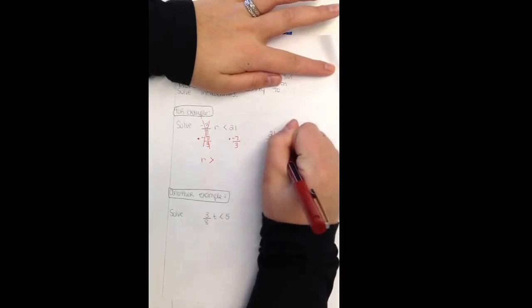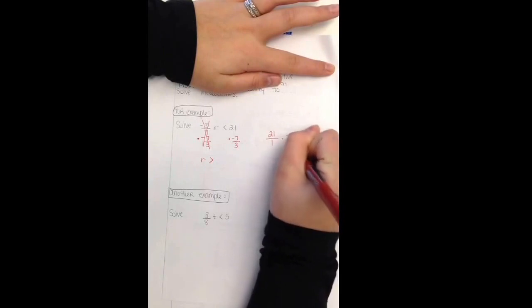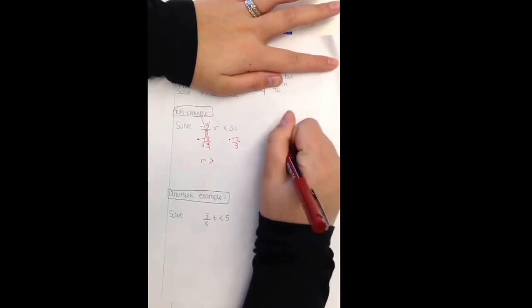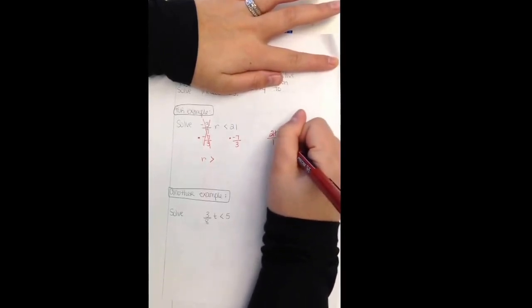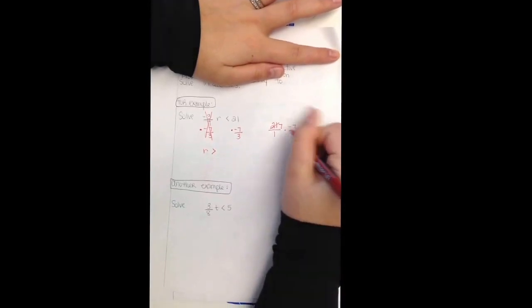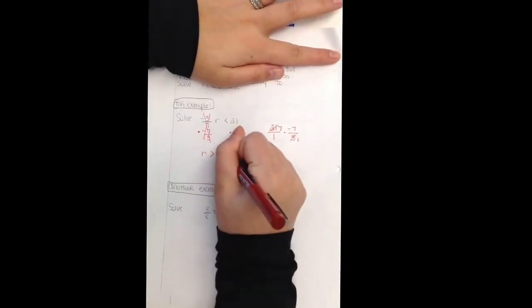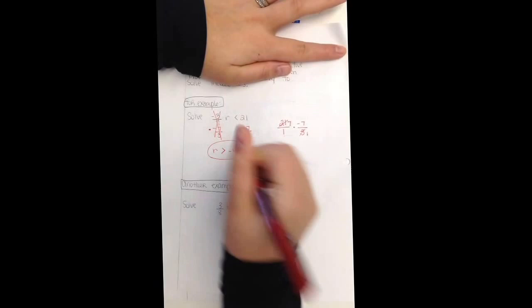And let's go over here and do our multiplication. I have 21, which is the same thing as 21 over 1, times negative 7/3. The 3 and the 21 will cancel, and this will become a 7, and this will become a 1. So I get negative 49. That's my answer.